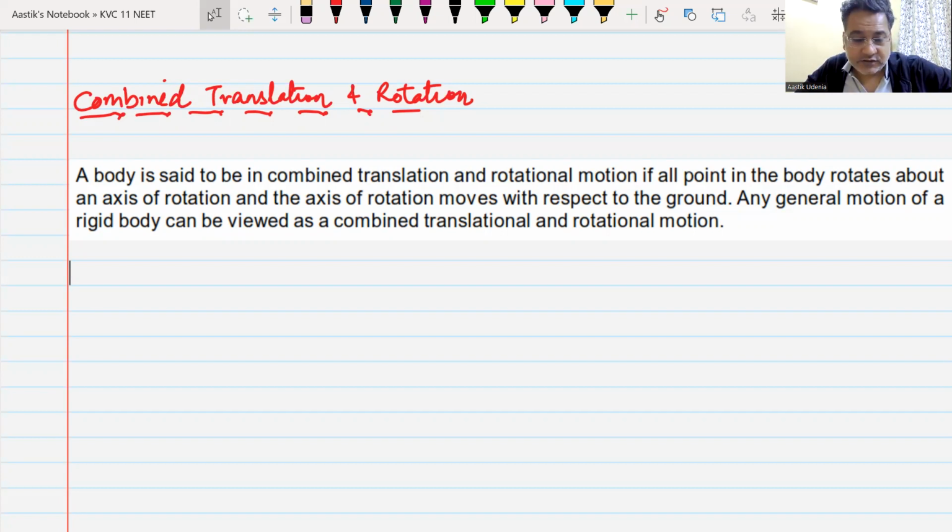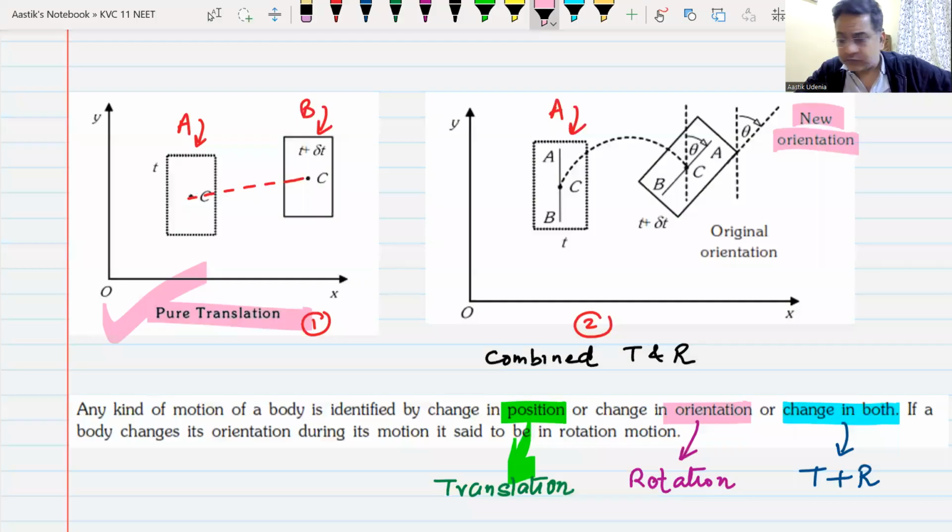You have 2 minutes to note it down. Note it down now. So we have seen the differences between all these motions: pure translation, pure rotation, and translation plus rotation.